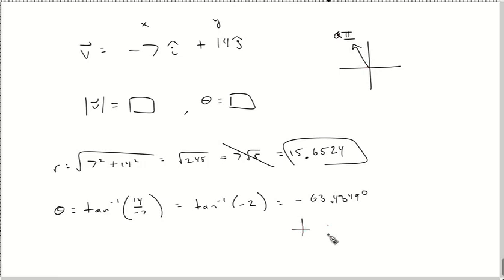Nope. Add 180 to it, and you get 116.5651 degrees, and that's what they're finally looking for. Just one of those gotcha problems. They like those, my math lab.